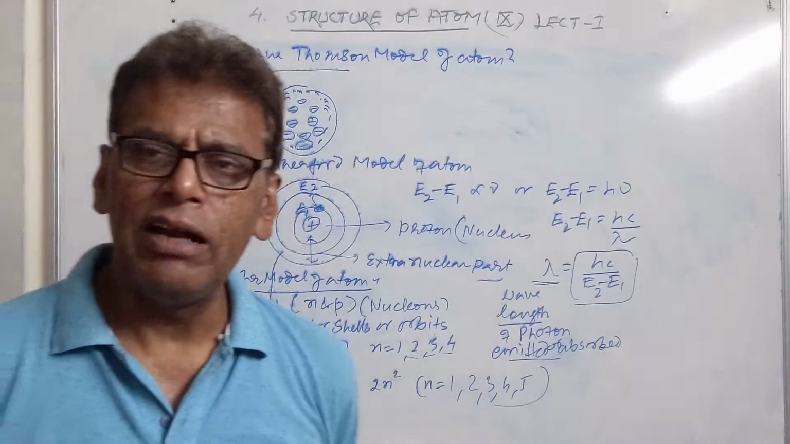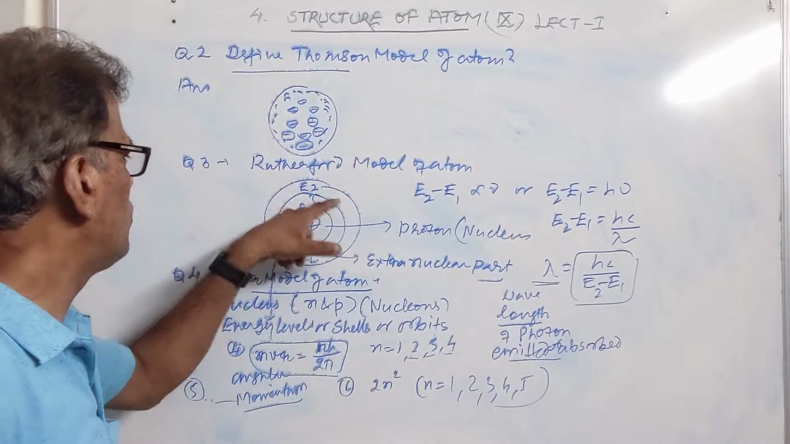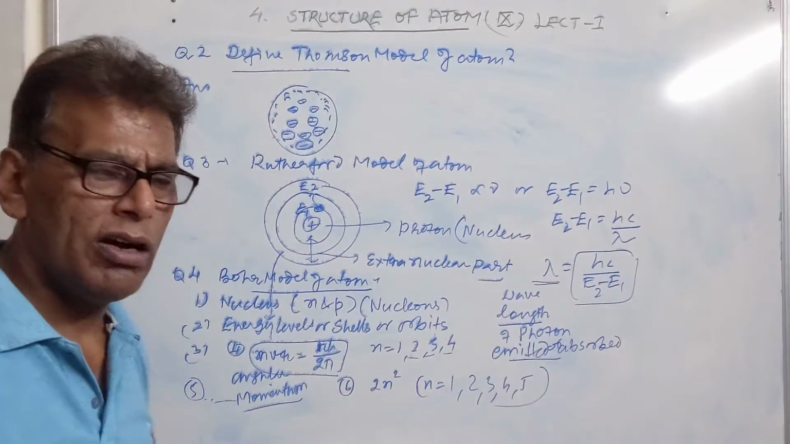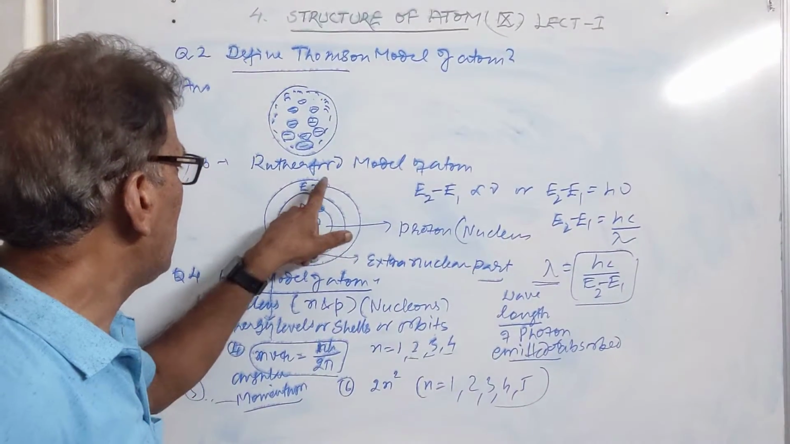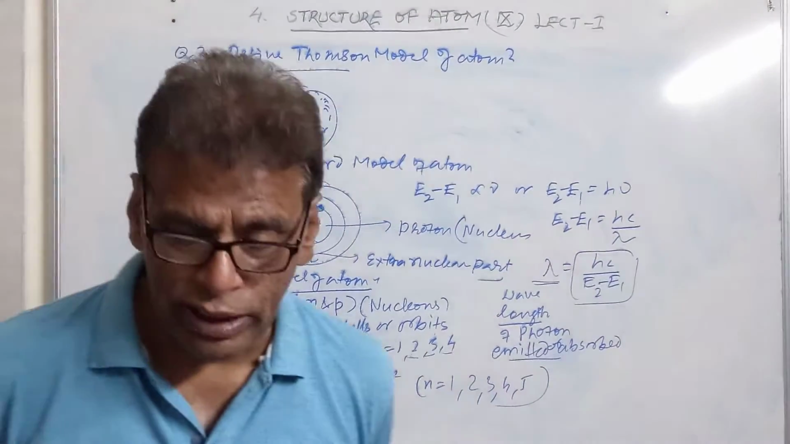Then we have valence shell. Valence shell is called the outermost shell of the atom where electrons are present. These electrons are called valence electrons, and the electrons of the valence shell are responsible for establishing the valency of an atom.